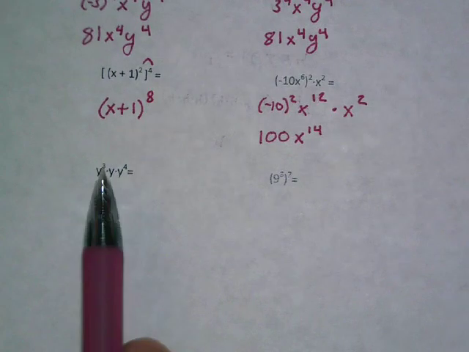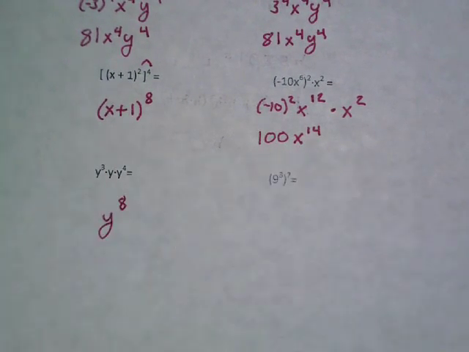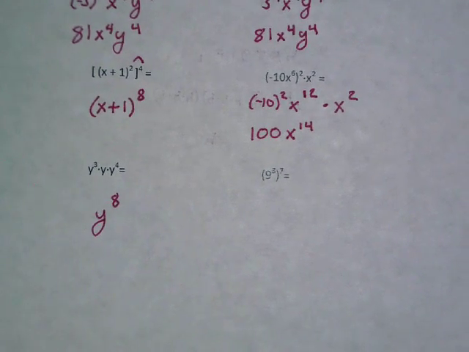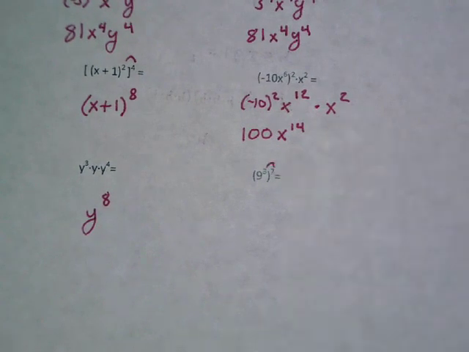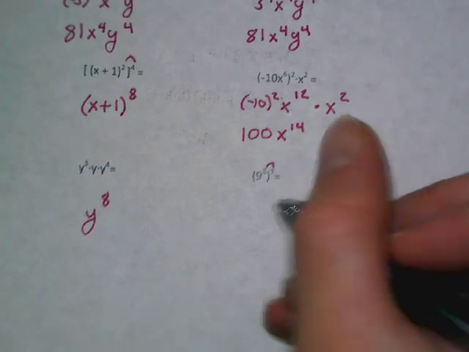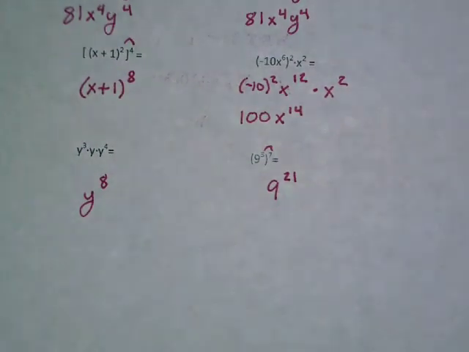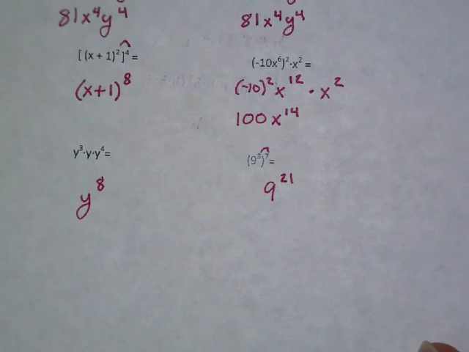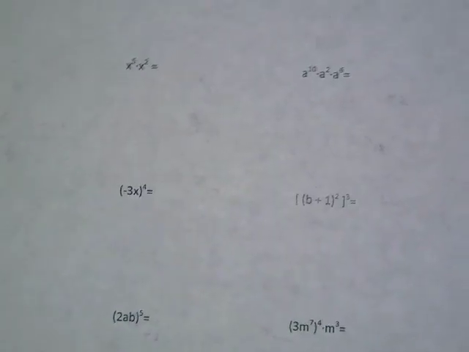Okay, bottom row on the left. This is what I was showing you on the front side earlier. Don't forget that y has an exponent of what? 1. So it's 3 plus 1 plus 4, which is going to give you y to the 8th. And the last one on the left side here, power of a power rule. So what do we do with those exponents? Multiply them. So that becomes 9 to the 21st, and save your time. You don't even put that in the calculator. That comes out to be a really big number.